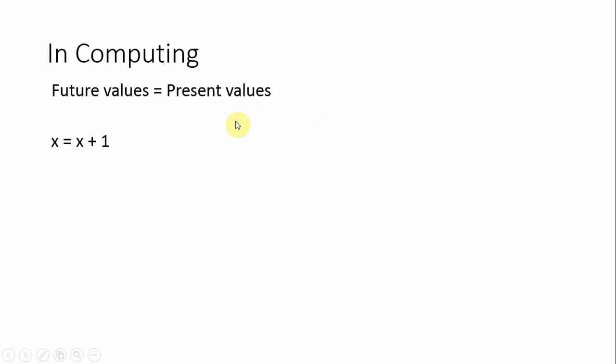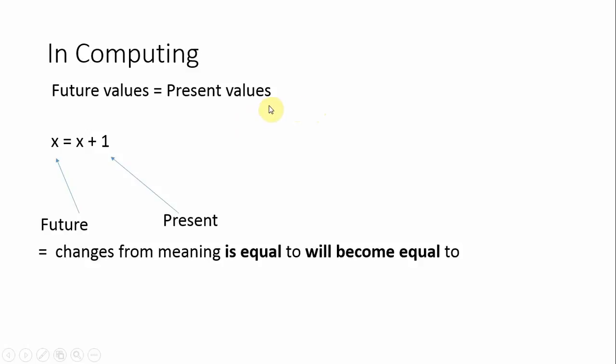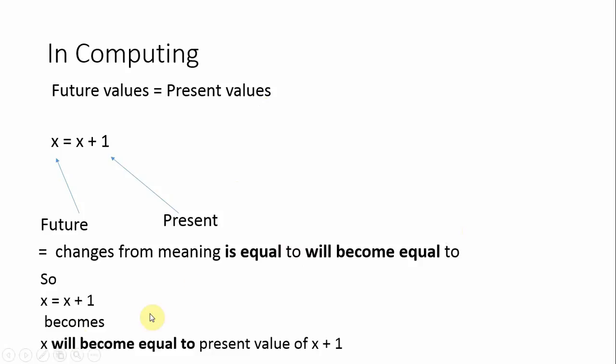So if we were to take our equation and replace it now in terms of the future on the left and the present value on the right, we actually say that the "is equal to" changes to "will become equal to". So we've redefined the definition of what the equal sign means for computing. Now it all makes sense. So we can say, in English terms, x will become equal to the present value of x plus 1. And that's what we mean in computing about the equals.